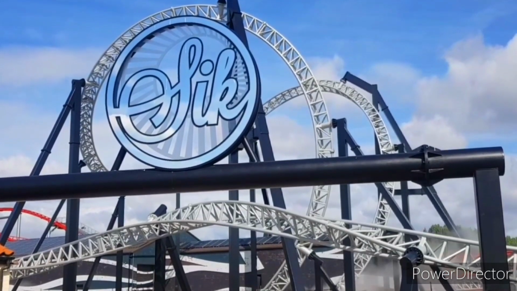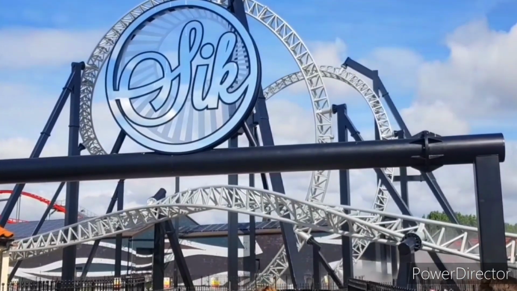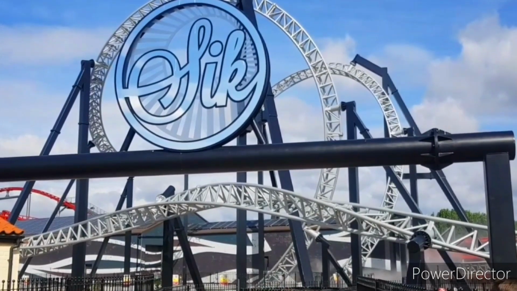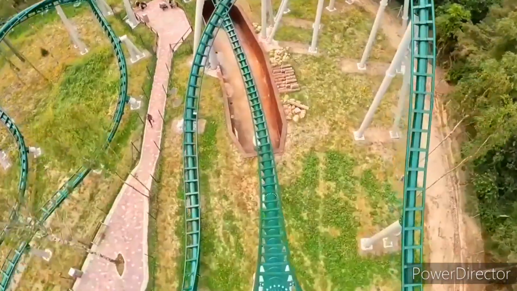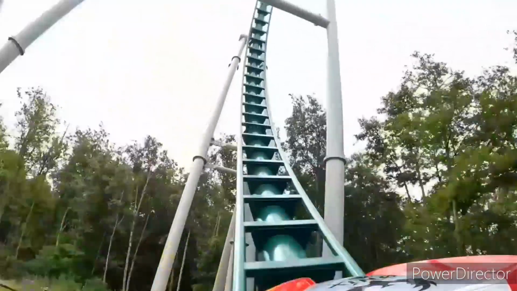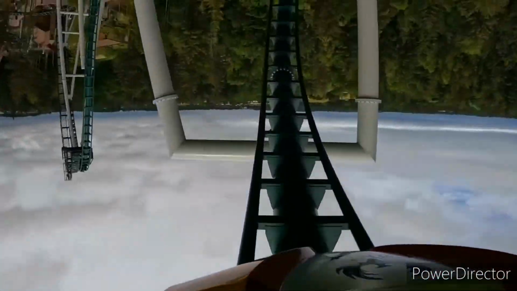But I think the reason we're not seeing a lot of vertical loops now is because a lot of companies, manufacturers and theme parks are trying to shake things up a bit and add crazier and newer elements to roller coasters.